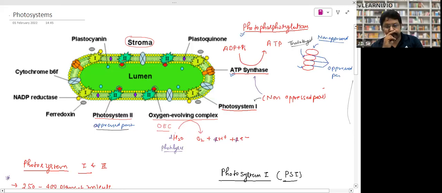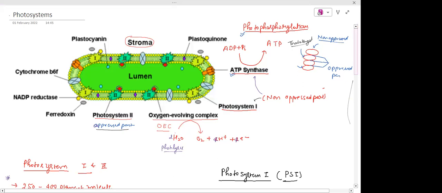Photosystem 1, P700 is also found in the non-appressed part. Now, is that clear? Both of you, Aisha and Rabia?